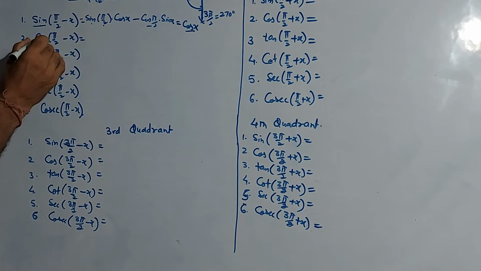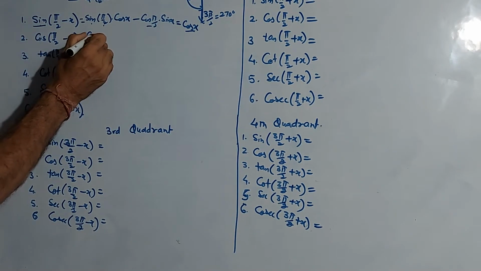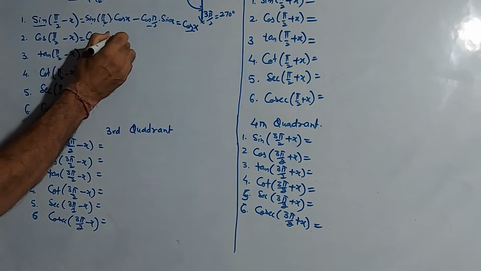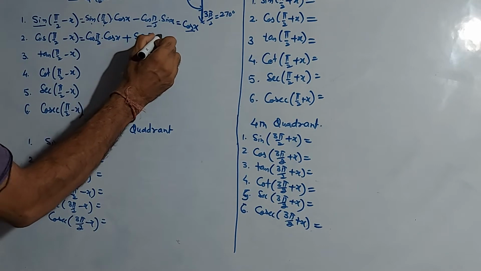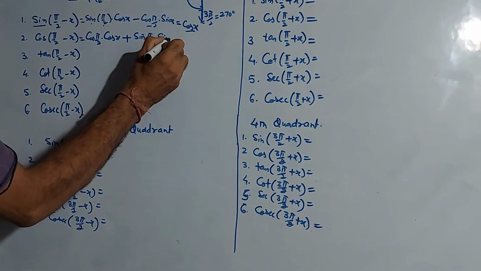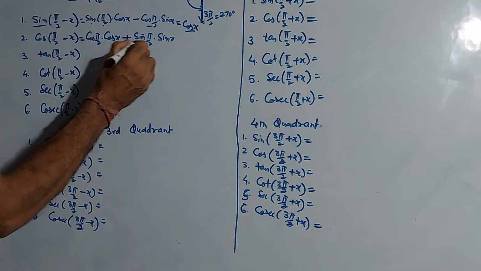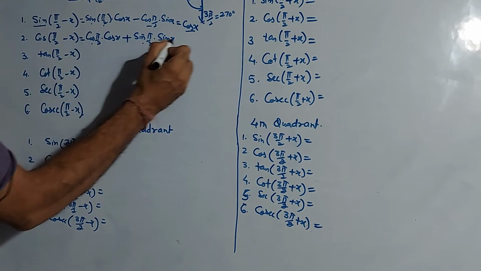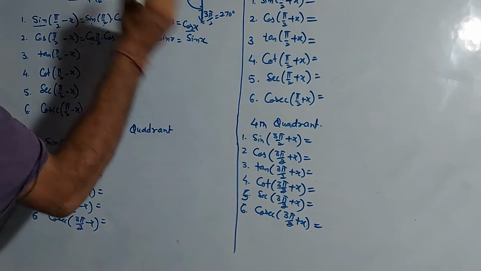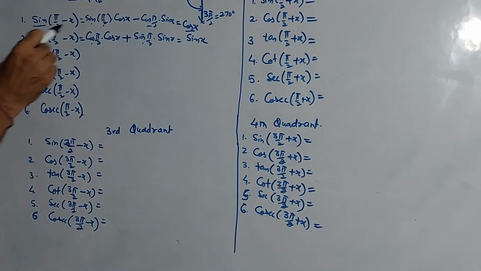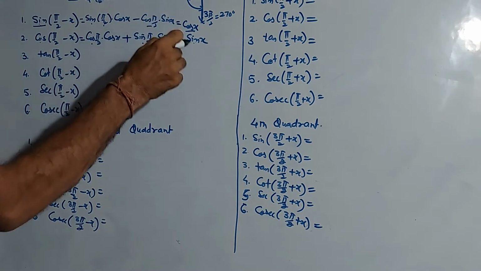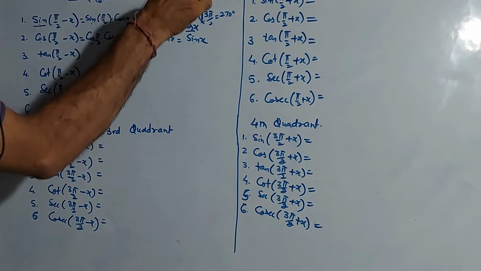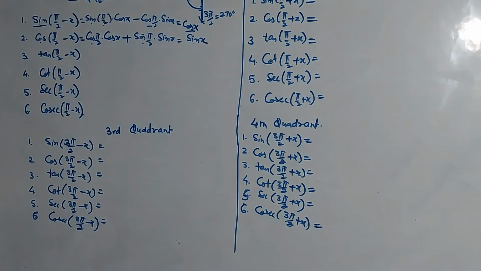Now see, cos of pi by 2 minus x is cos pi by 2 into cos x plus sine pi by 2 into sine x. Sine pi by 2 is 1 and cos pi by 2 is 0, so the value is sine x. Again we see sine is changing to cos, and cos is changing to sine, and both are positive. In the first quadrant, all the t ratios have positive value.